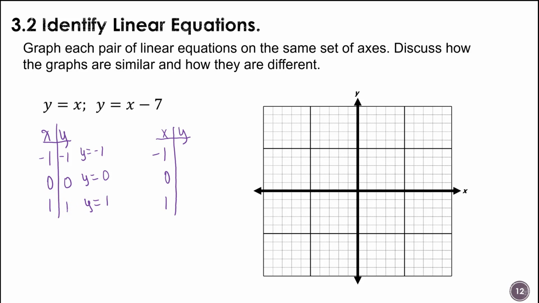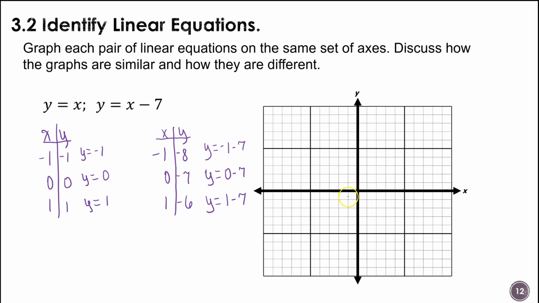Okay. Then on the second one, I'm going to have y equals -1 minus 7. So that's a -8. And then y equals 0 minus 7. So that's a -7. Y equals 1 minus 7. So that's -6. So I think you can see that the same thing's happening. They have the same x, right? That also means that they have the same slope. And they're going to be a distance of -7, right? So the second one's going to be below the first one.